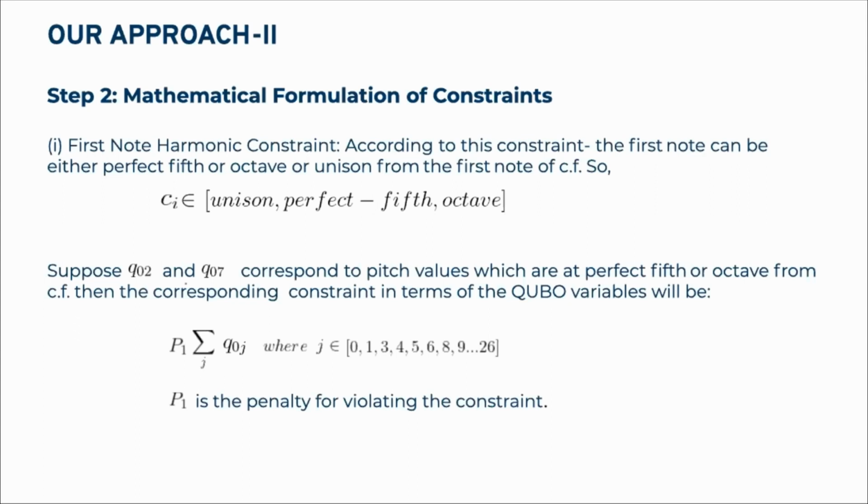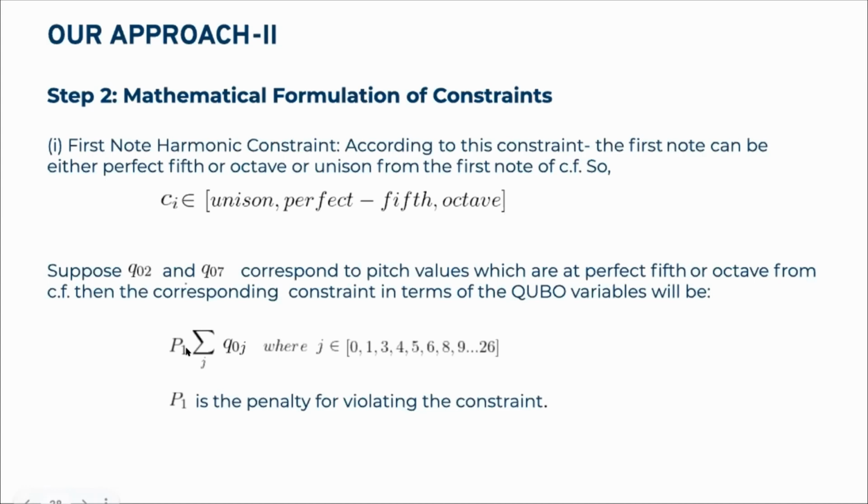So as you can see in the equation written below, I am filtering out those notes which are at unison, perfect fifth or octave. Like I am taking J as 0, 1, but 2 is not there because that is at unison or perfect fifth or octave, and so on. So these notes are actually the notes which should not be there in my final music. So I am penalizing them at a penalty value P1.